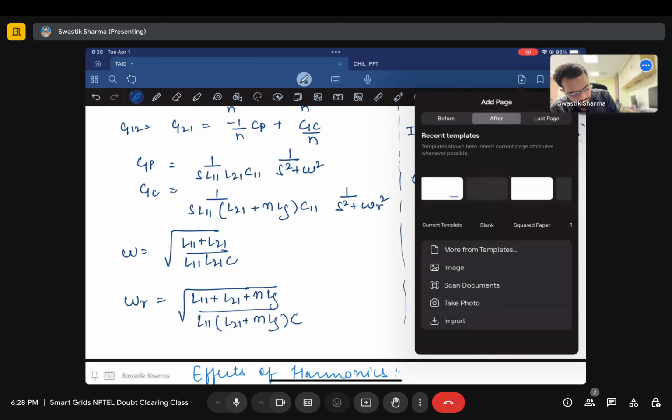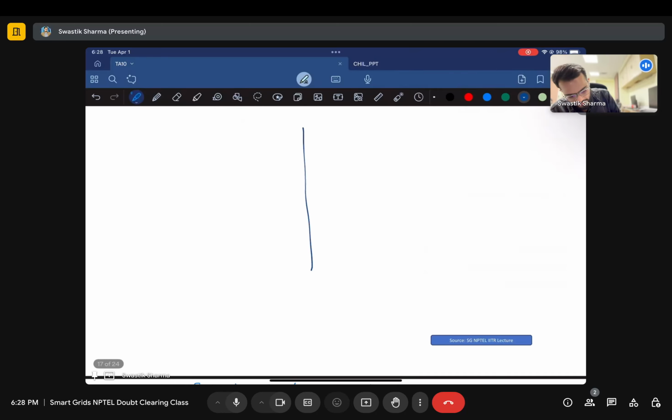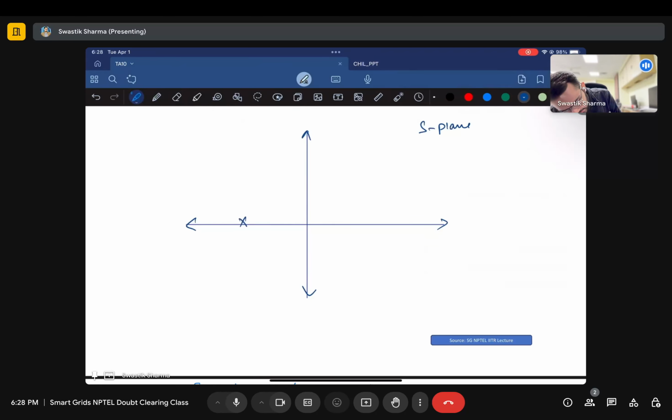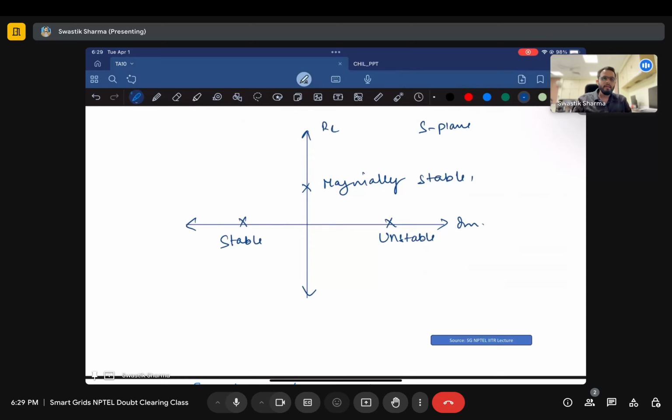Once you get those, you then plot them and you see, this is the S plane, right? If they lie here, the system is stable. If they lie here, the system is unstable. And if they lie here, the system is marginally stable, right? This is the real axis, this is the imaginary axis, and that is how you get whether your system is going to be stable or not, right?